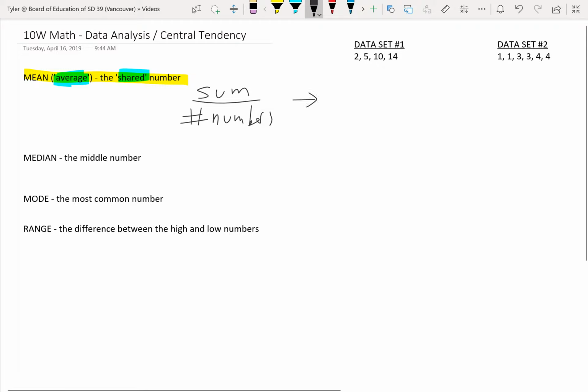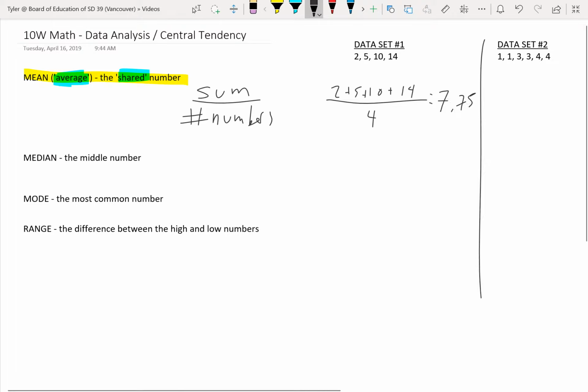So let's do some examples. If we took this first data set, the sum means we add them all together. So 2 plus 5 plus 10 plus 14, okay? And we would divide it by 4 because there's 4 numbers. So 2 plus 5 plus 10 plus 14 is 31, divided by 4 gives us 7.75.